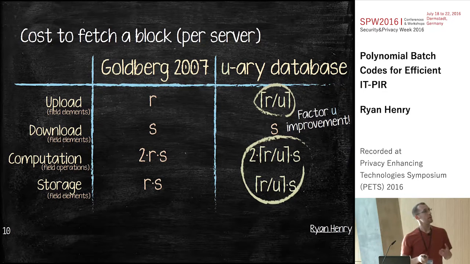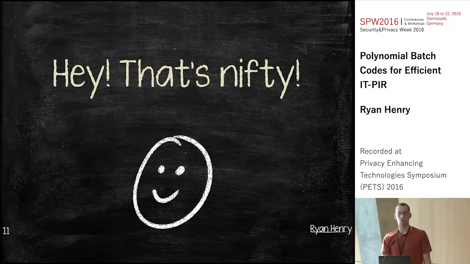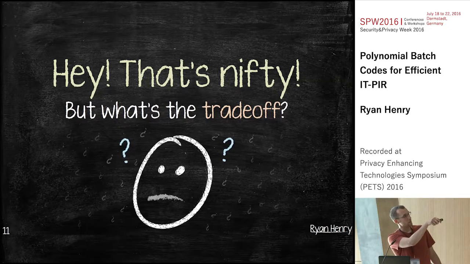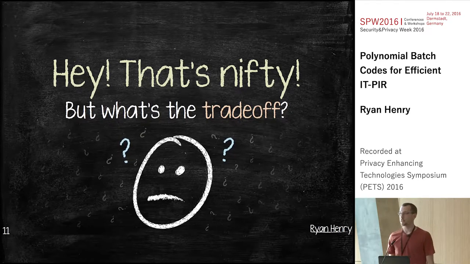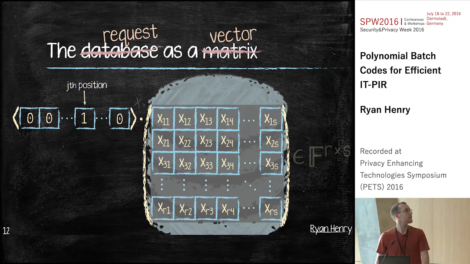And when we look at the costs of this protocol, we find that compared to the original protocol I started, we get some nice performance improvements. Basically, the upload, computation, and storage costs are each decreased by a factor u for whatever you set that u parameter to. Okay, so that's pretty nifty. What's the trade-off? So I've only got 15 minutes. I'll get back to that later.